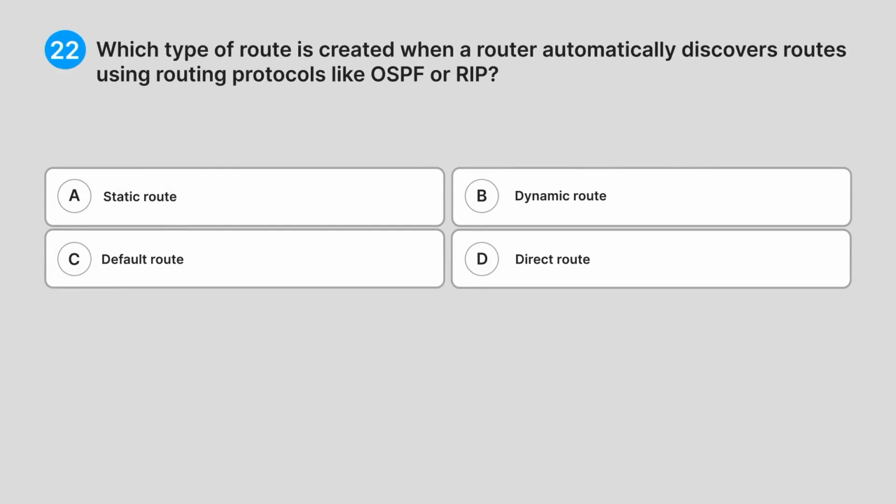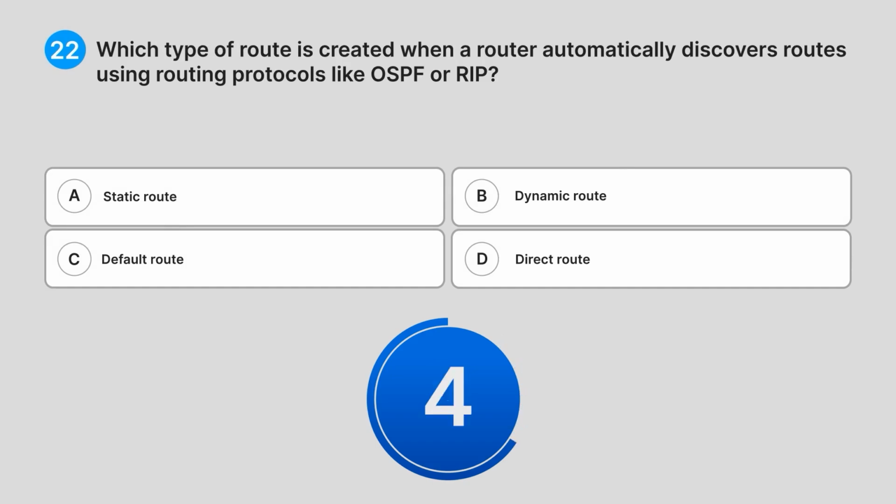22. Which type of route is created when a router automatically discovers routes using routing protocols like OSPF or RIP? A. Static route. B. Dynamic route. C. Default route. D. Direct route. Can you guess the answer?